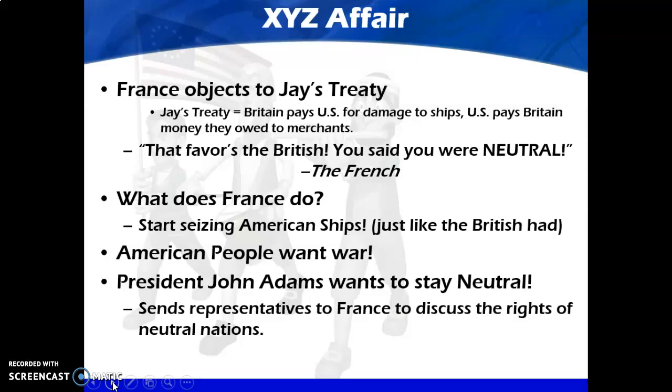So, of course, when the French start to do this, the American people say, hey, we should just go fight a war. We should just go fight with Britain, you know, and France. President Adams, he ran on a campaign of we will stay neutral, and he does not want us to go to war with any country because we just do not have a military. We do not have a navy, and we do not have an army. So he sends representatives to France to discuss the rights of neutral nations and to say, hey, look, we are not favoring the British. We are not trying to do all this stuff with Britain. We're just trying to maintain neutrality.